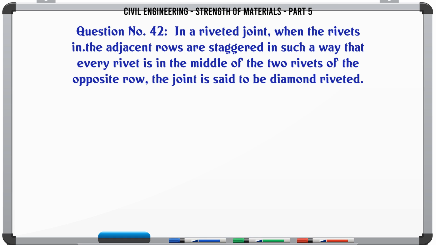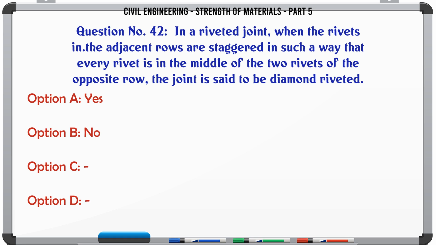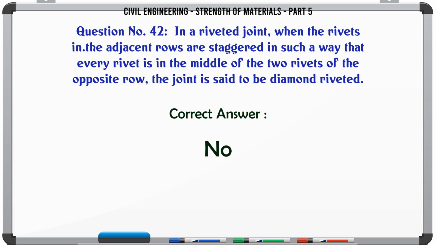In a riveted joint, when the rivets in adjacent rows are staggered in such a way that every rivet is in the middle of the two rivets of the opposite row, the joint is said to be diamond riveted. A. Yes. B. No. C. D. The correct answer is no.